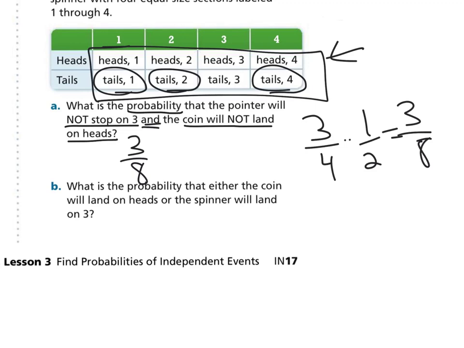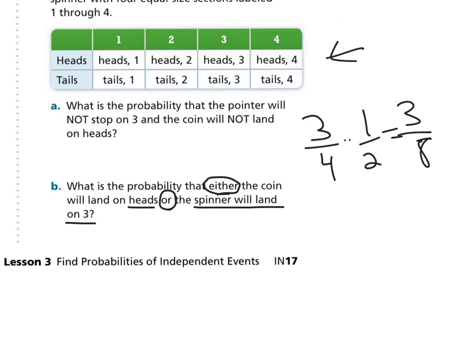Part B, what's the probability either the coin, either means it can be one or the other, either the coin will land on heads or the spinner will land on a 3. So one option that fits that would be heads 1 because it's got the heads. Another option, tails 3 because it's got the spinner landing on a 3. Heads 3 would be another one.